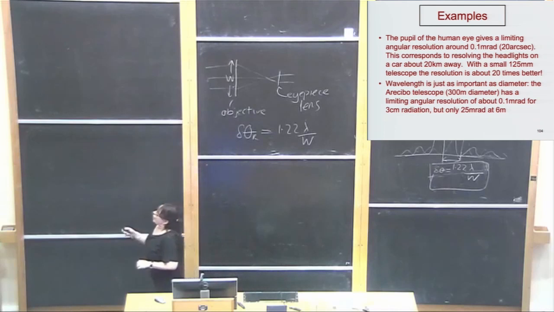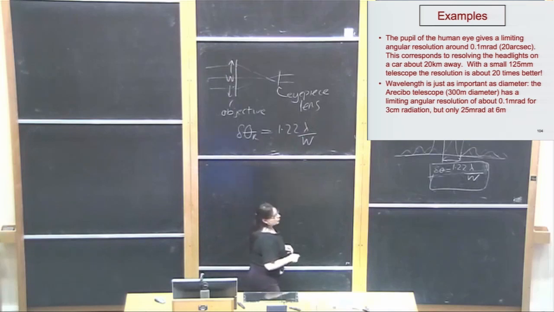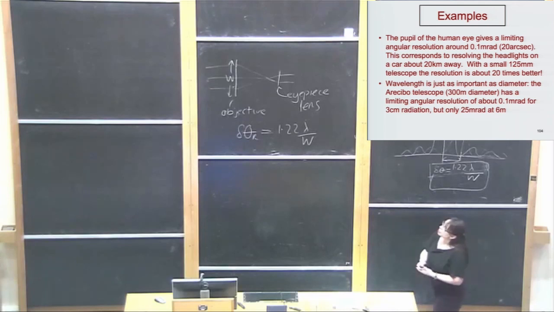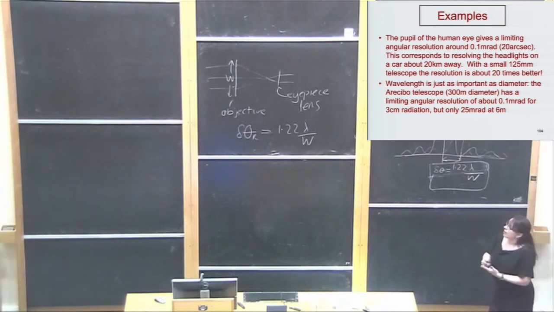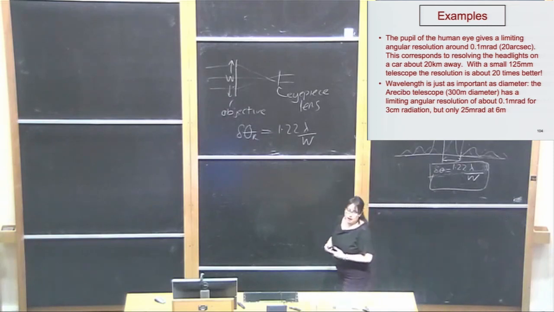What about wavelength? That was sort of visible light, but the fact that you've got a ratio here, lambda over W, means lambda comes into play and becomes very important. For example, when you start thinking of radio astronomy, you're talking about much larger wavelengths there.